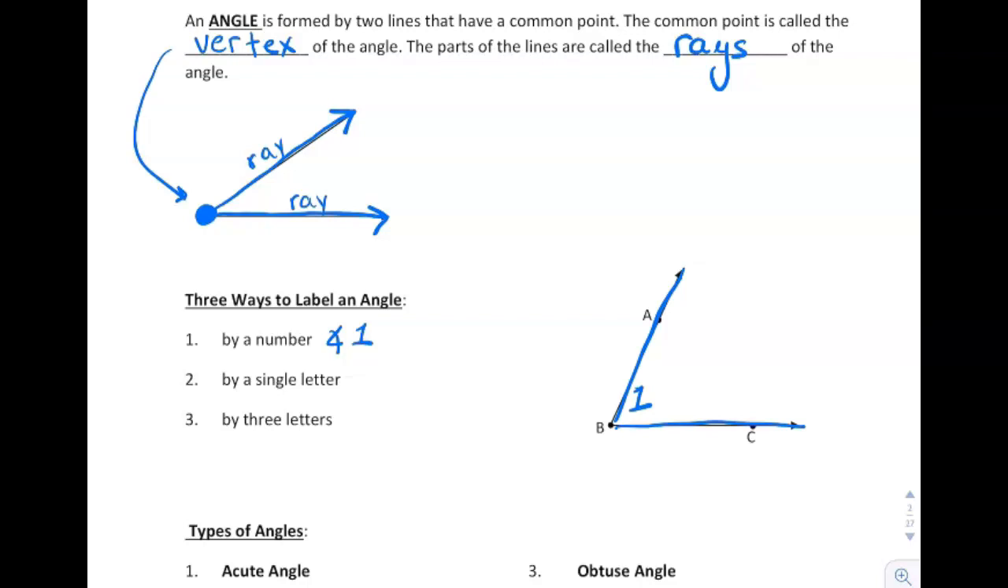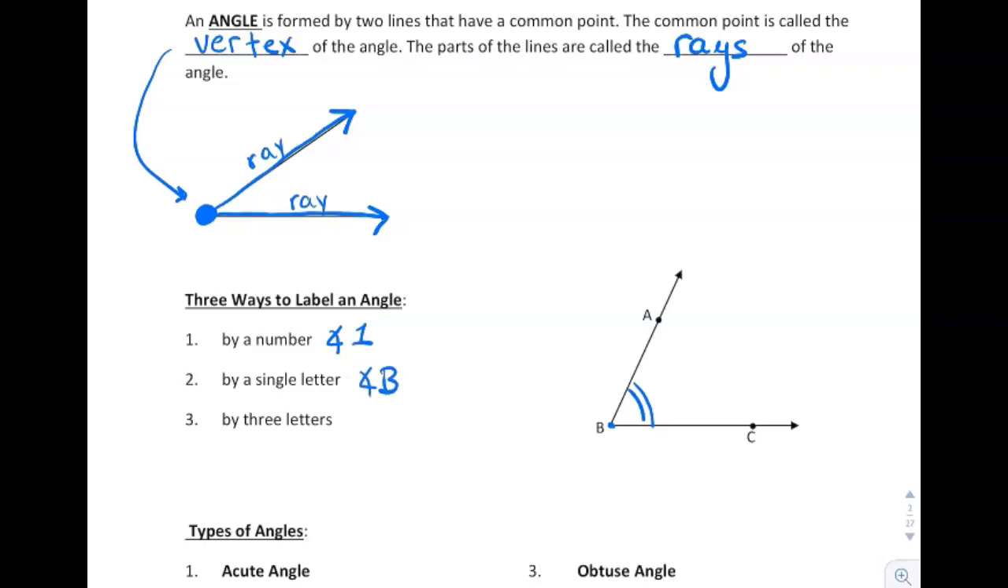Or you could call it by its single letter name. Not always, but in a simple angle like this that doesn't have any crossovers, it's a simple angle that's just right here. And that point is B. So you can call it by the vertex, which is just angle B, because it's at point B.